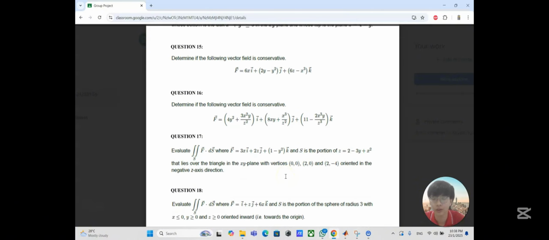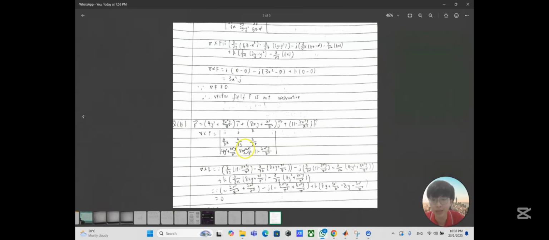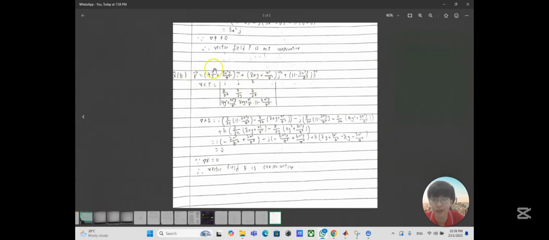Okay, so for question 16, we also need to determine if the following vector field is conservative, and this is the question. We do the same thing as question 15: we apply the matrix form and take the partial derivatives, and we get that the curl is 0. So when the curl is 0, the vector field F is conservative.